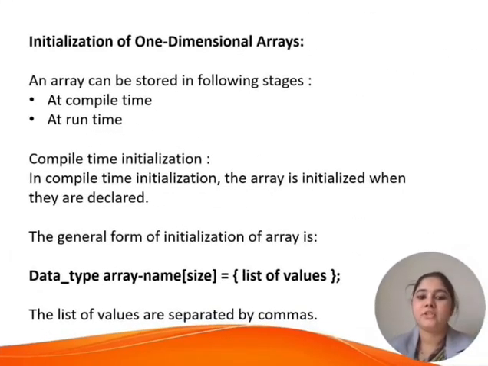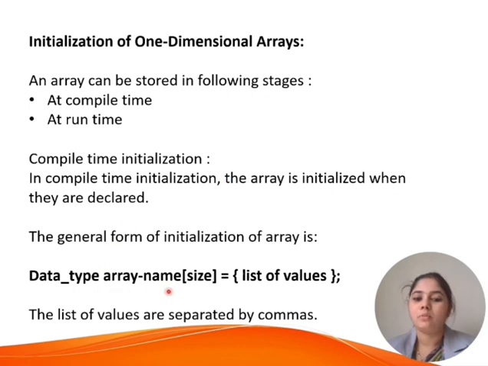Next, initialization of a one-dimension array. There are 3 types of arrays: one-dimensional array, two-dimensional array, and multi-dimensional array. In the case of a one-dimensional array, how are the elements stored? An array can be initialized in the following ways. It can be initialized either at compile time or during runtime. So what is compile time initialization? Compile time initialization is when, as soon as you create and declare an array, at that time your array is initialized.